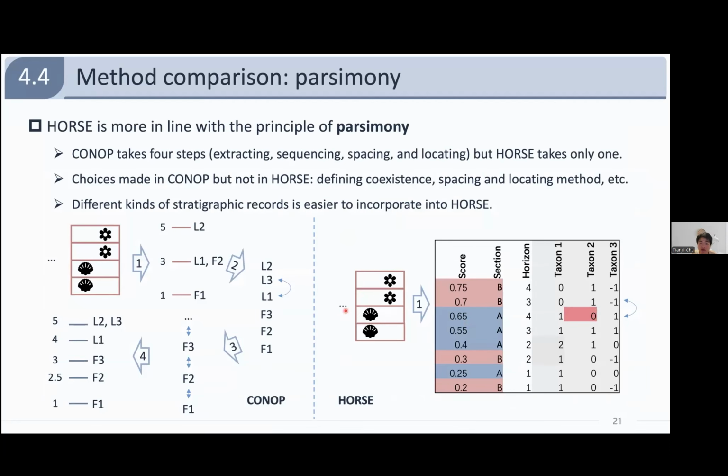From the perspective of parsimony, HORSE is fundamentally simpler than CONOP. While CONOP requires four separate steps: extracting, sequencing, spacing, and locating, HORSE performs all of them in a single unified step. That means fewer assumptions, fewer tuning parameters, and fewer chances for users to induce bias. As a result, HORSE is also more flexible for incorporating diverse stratigraphic data types.